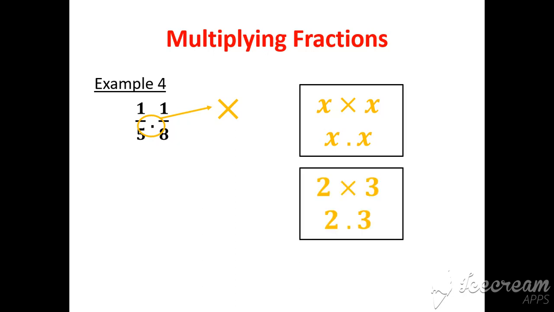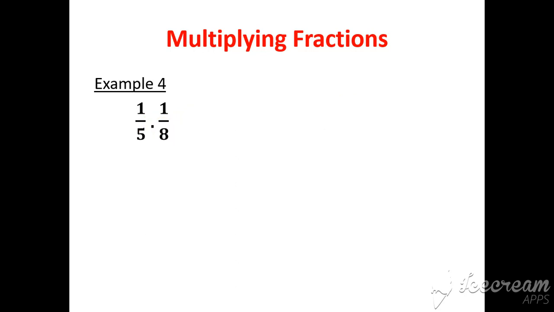But please be careful, because if you are a little bit silly, you might do this. 2 times 3, which is 6. If you try and use a dot then, 2.3, people might get confused and think it means 2.3 instead of 2 times 3. So please don't use dots when you're trying to multiply normal numbers like this.